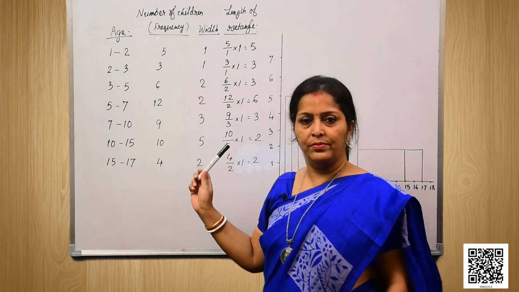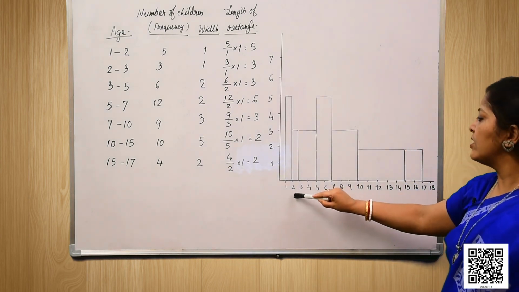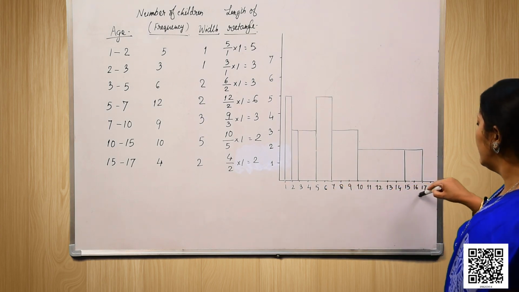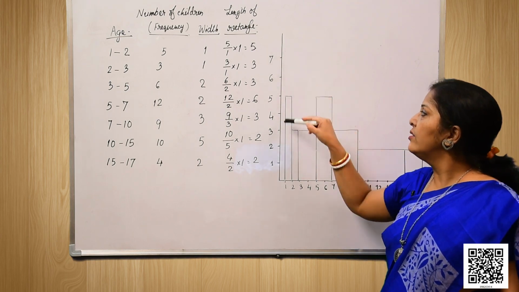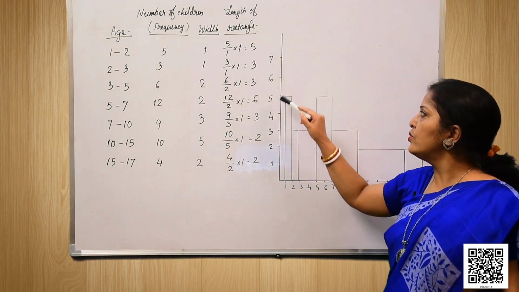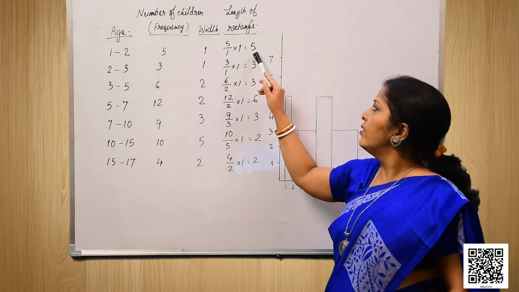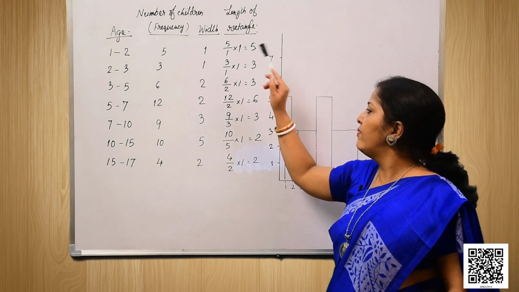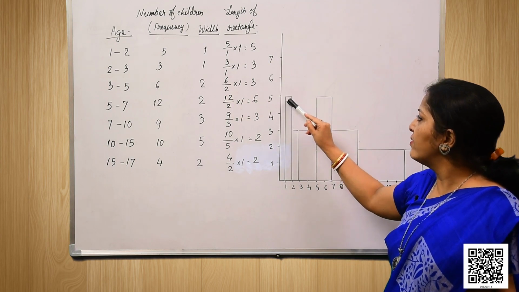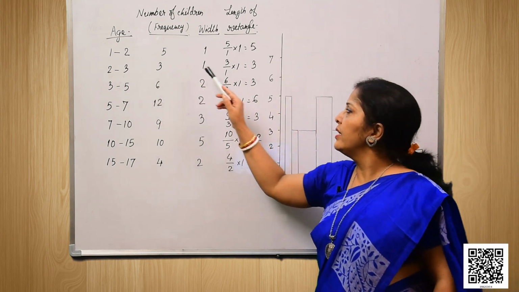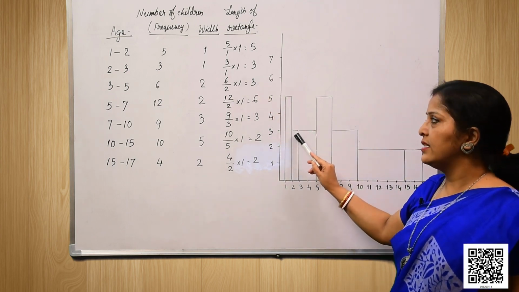Now let us see the graph. Along the horizontal line we have written the ages of the children from 1 to 17, and along the vertical line we have drawn the frequency starting from 1 to 6. See, the first column is 1 to 2, and the rectangle will be up to the length 5. So from 1 to 2 the rectangle is up to the length 5. Then in the next, 2 to 3, it is up to the height of 3. So 2 to 3 it is up to the height 3.